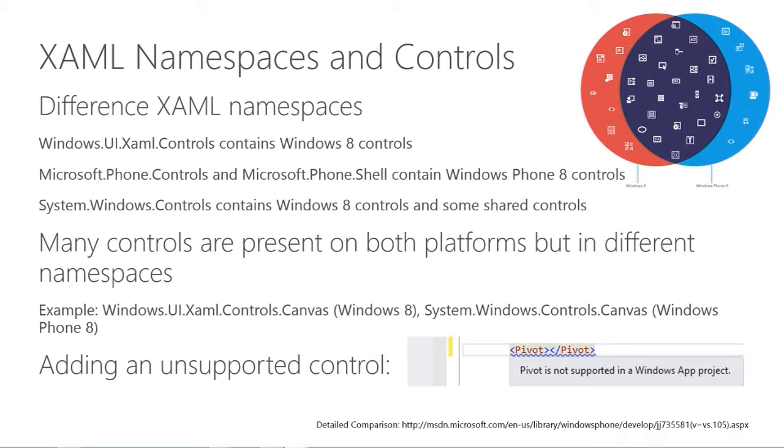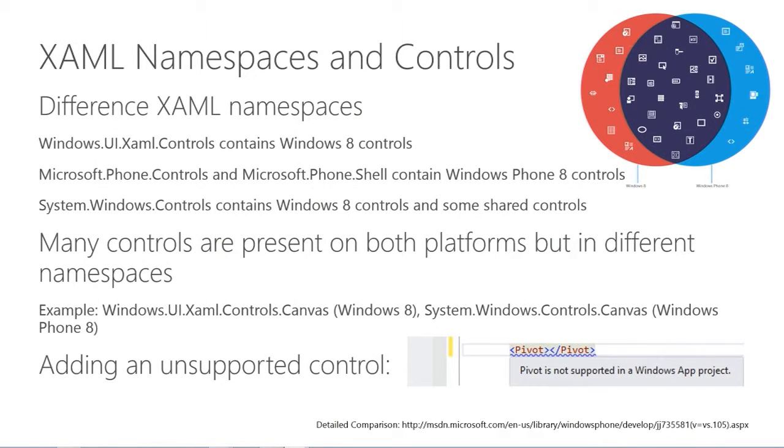Many controls are present on both platforms, but, as I said, they're in different namespaces. So things like windows.ui.xaml.controls.canvas versus system.windows.controls.canvas on Windows Phone 8. And then, of course, there are some controls that are just not supported on the other platform. The pivot is a perfect example of that. It's a control that was designed specifically for Windows Phone, and so the Windows 8 team chose not to implement it, and it probably didn't make sense to implement on Windows 8. So if you try to use that, you'll have some issues.